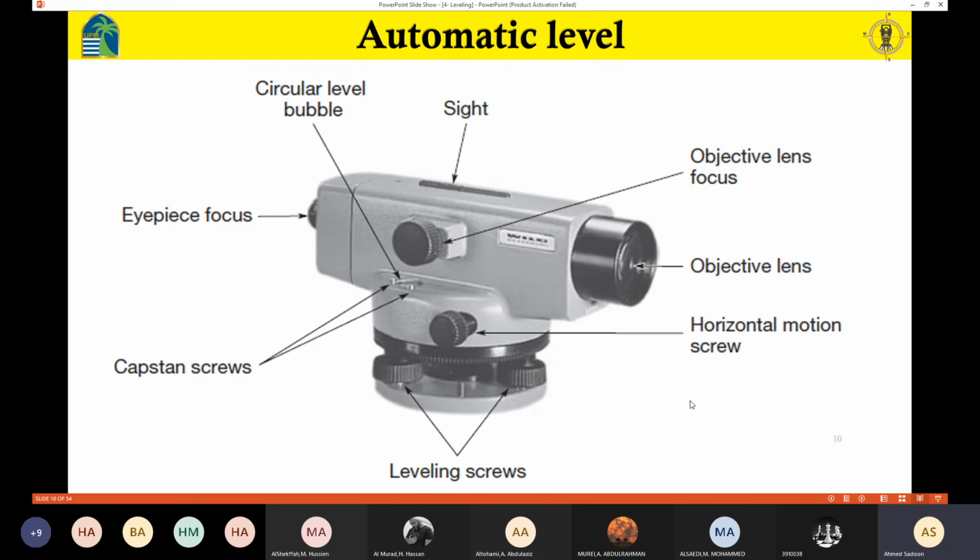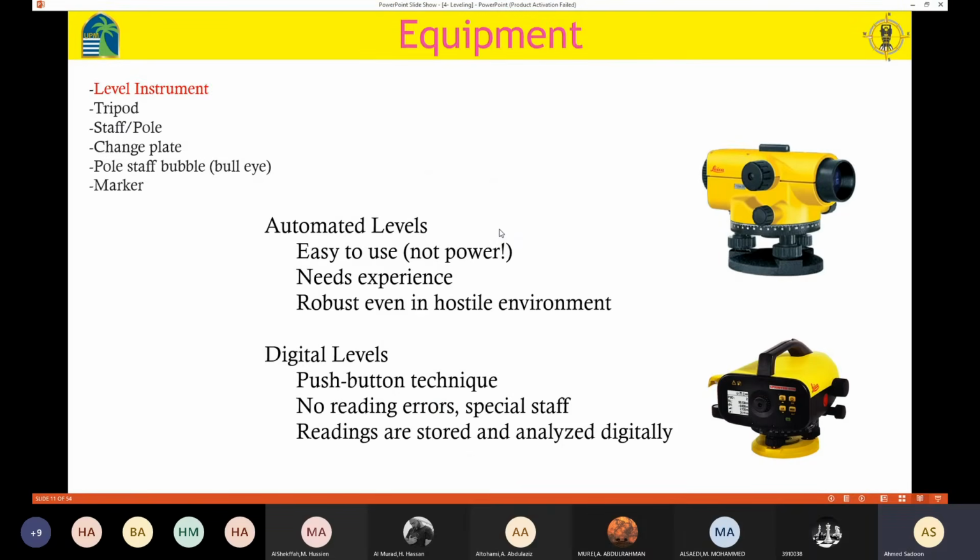Again, in the field, we are going to use all of this. You are going to learn how to use the device. It's just to know the main parts in the level instrument. But when you get to the site, you will be able to use this device.